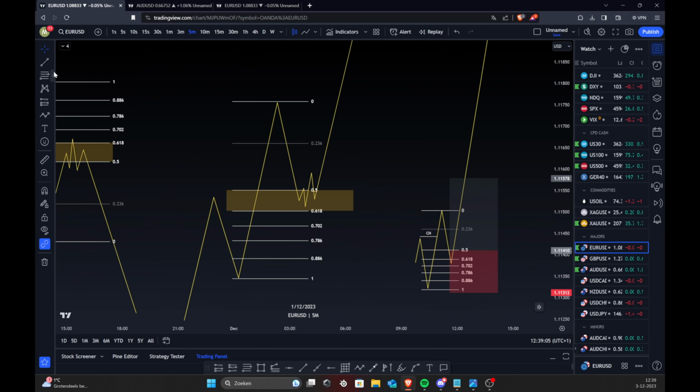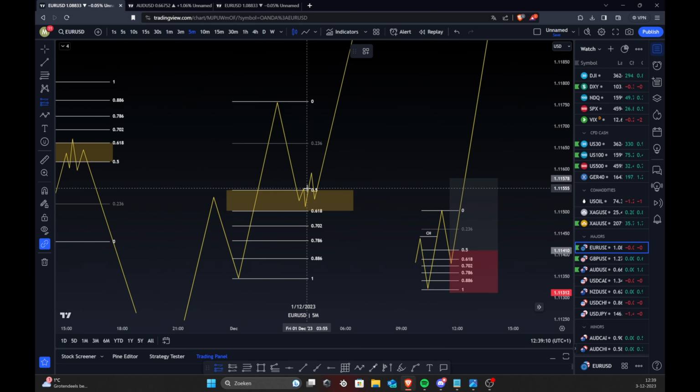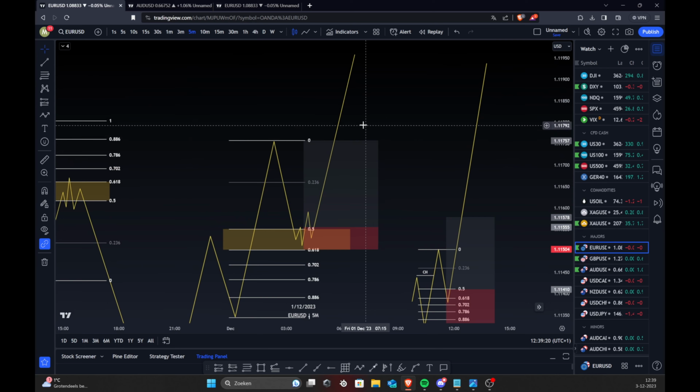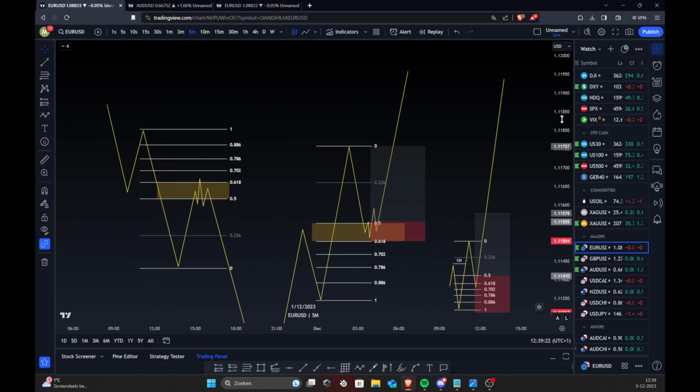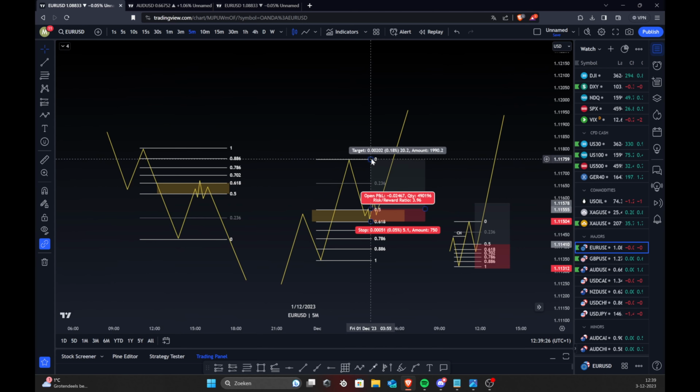So imagine this would be our entry on the higher time frame, and that will be exactly the same as this one. This is just a little bit zoomed in, and then we can target, for example, the high, or we can even zoom out more and then see other structure on the higher time frames, like the 1 hourly or the 4 hourly, and we can target way higher.